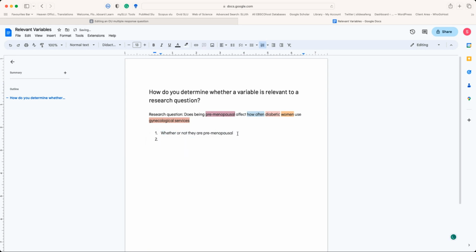It's also going to ask how often gynecological services are used. It's also going to ask if gynecological services are used. Actually, if should come before how often. This is if gynecological services are used, and then how often it is used. It is also going to ask what the gender is, or participant gender.